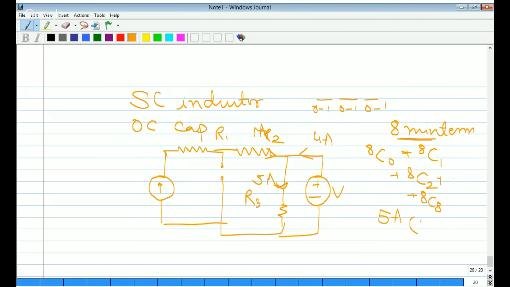So that will become 1 plus 1 to the power 8. 2 to the power 8 function. So similarly, the total number of Boolean function will be 2 to the power 2 to the power n. Is it fine? That will be the number of Boolean function that can be generated using n variables.